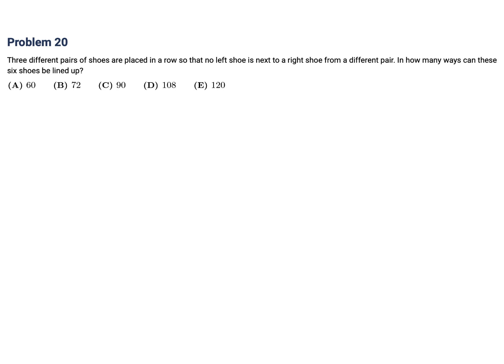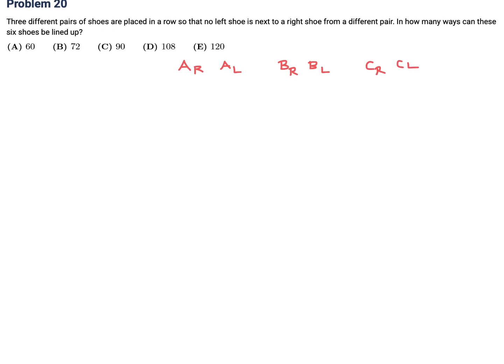3 different pairs of shoes are placed in a row so that no left shoe is next to a right shoe from a different pair. In how many ways can these 6 shoes be lined up? Let's make a list here. Let's say they're A, B, and C, and each has a right shoe and a left shoe. So the shoe that is labeled A, there's obviously 2 of them, and so on. Okay, so then now we have to create scenarios that follow the rules of the question, and then figure out how many permutations there are for each.